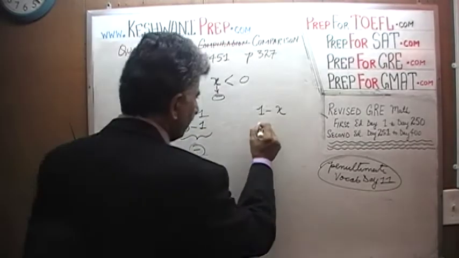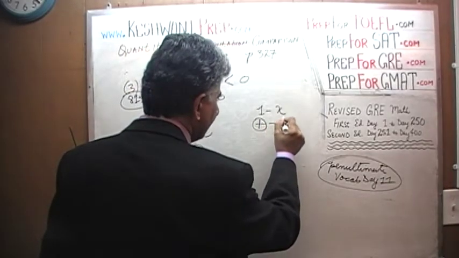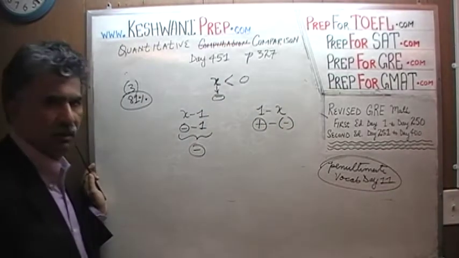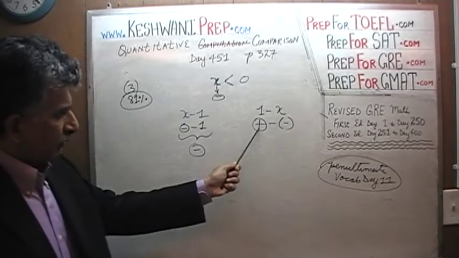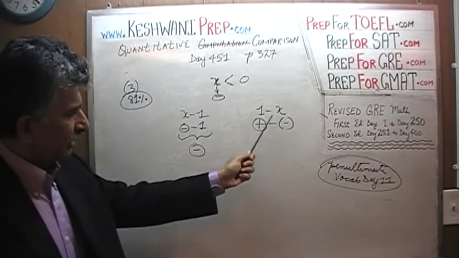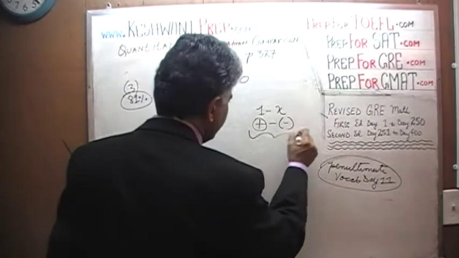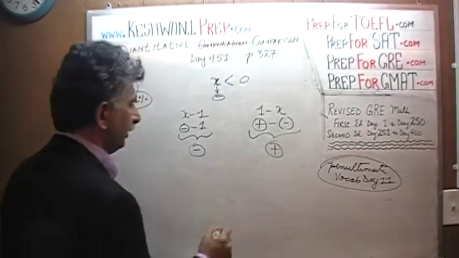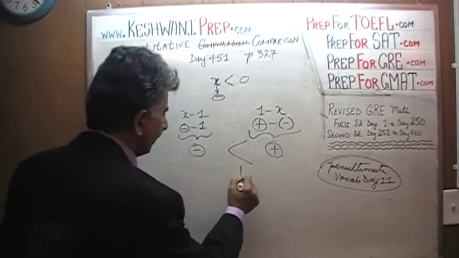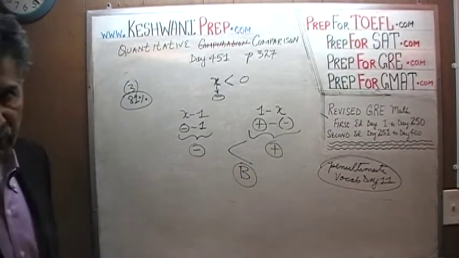Similarly here we have 1, which is positive, minus a negative quantity. 1, which is a positive quantity, minus x, which is a negative quantity. So some positive quantity minus some negative quantity is going to end up being a positive quantity. And therefore a positive quantity is more than a negative quantity. The answer is B. So that's one way of doing it.